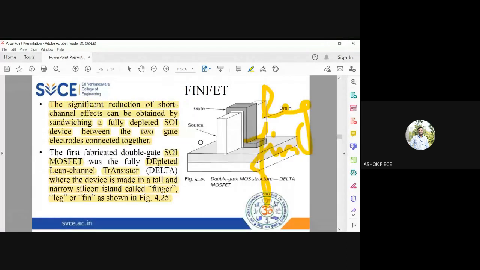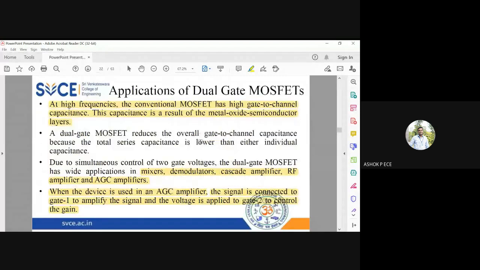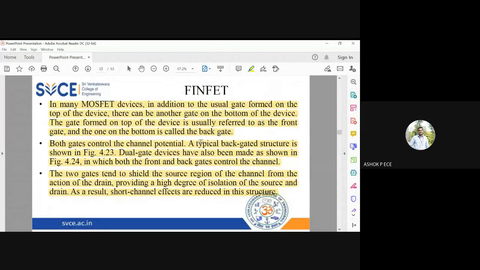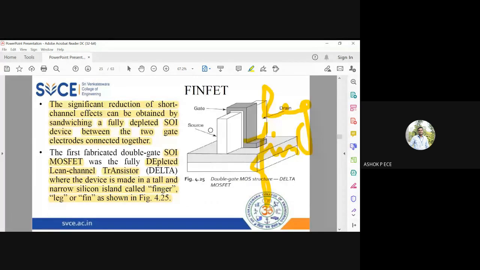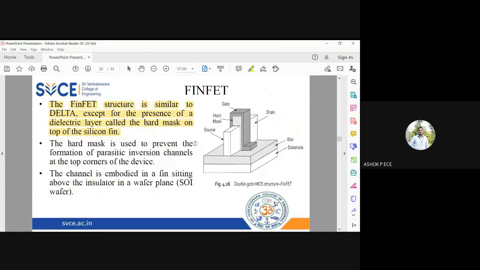First we have seen what a dual gate MOSFET is. The conventional MOSFETs are called dual gate MOSFETs because my substrate is considered to be another gate terminal. One modified version of the double gate MOSFET is the Delta MOSFET, which we have seen here. And one slight variation of the Delta MOSFET is the FinFET, where I'm going to have a hard mask between the gate and source terminals.